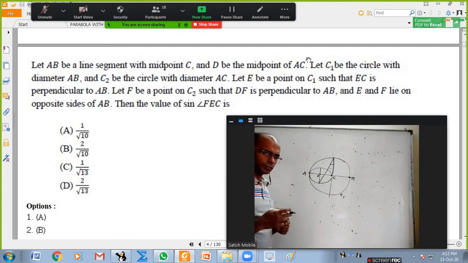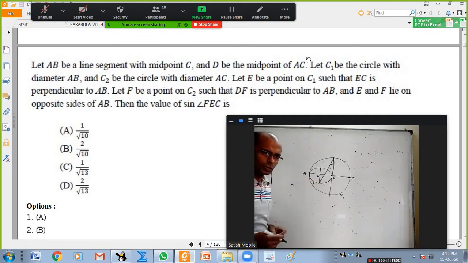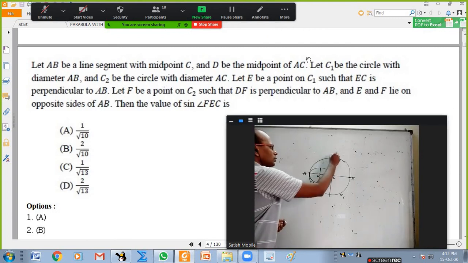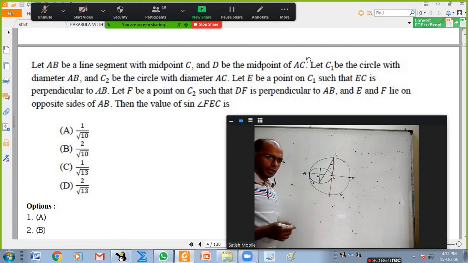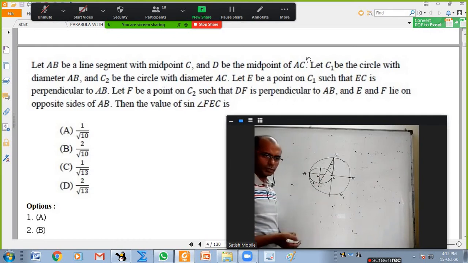E is on C2, the circle with AC as a diameter. E is a point on C1 such that EC is perpendicular to AB. F is a point on C2 such that DF is again perpendicular to AB. But E and F lie on opposite sides, so you cannot take both on the same side. That means if you take E here, you will take F here. They want the sine of the angle theta between EF and EC.